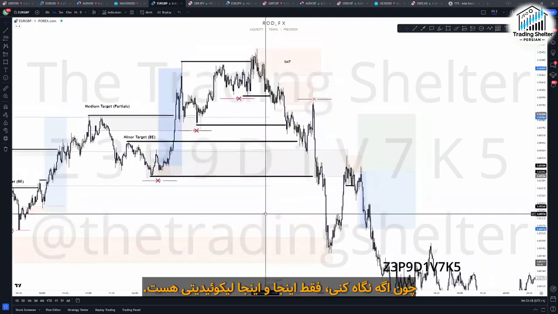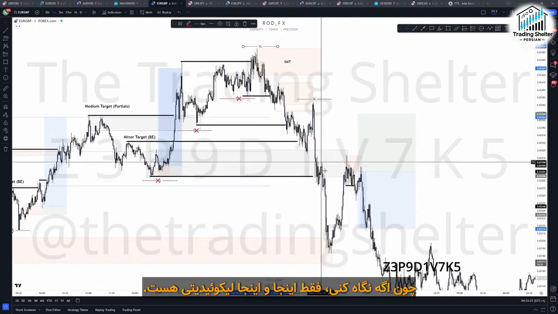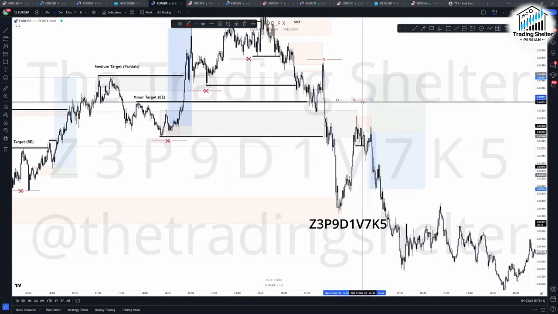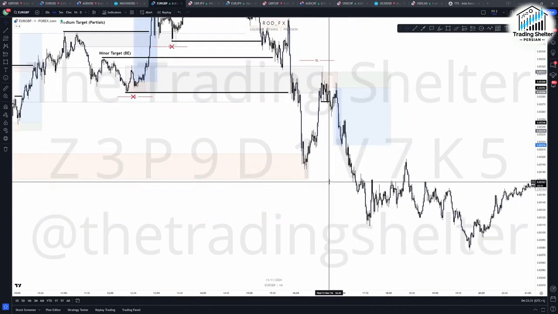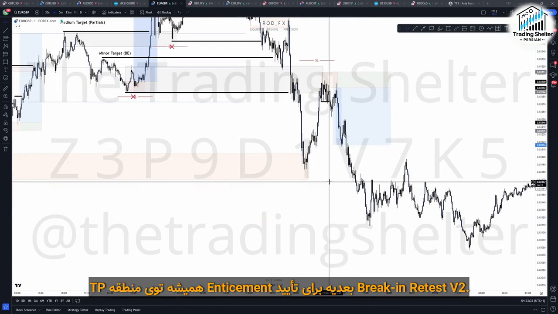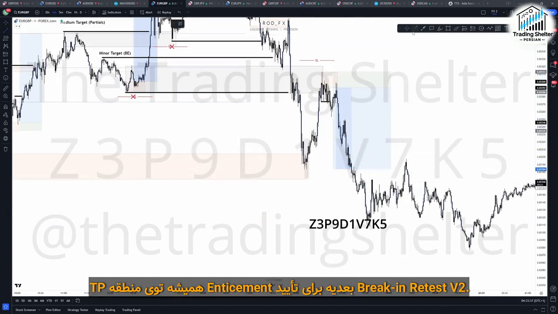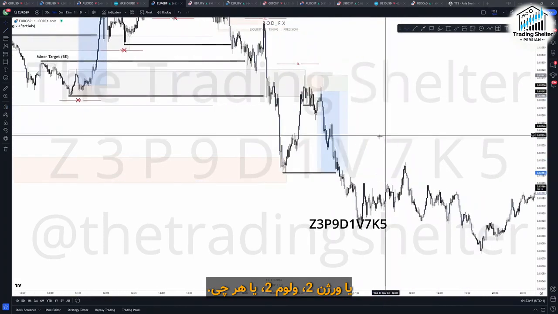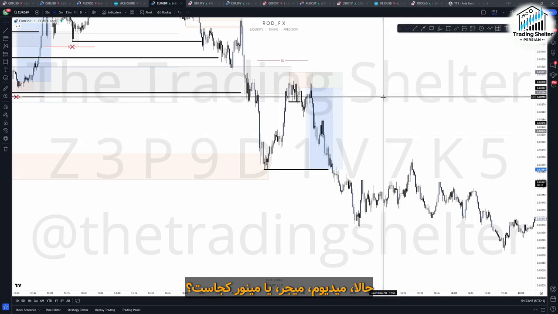Because if you look at it, only this and this is where there's liquidity. They're just building a new structure with the break-in retest. So let's add the liquidity here. Where you would enter, you would target this. Where would be your target? Your TP is always at the next enticement zone to confirm the break-in retest V2, or version 2, volume 2, call it whatever. Now, where is your medium, major, minor? Same thing.